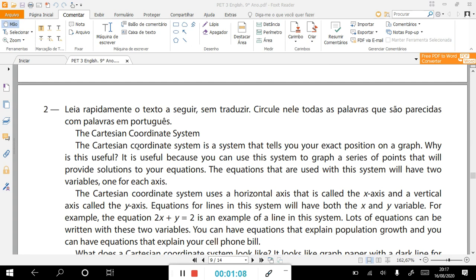The Cartesian coordinate system. The Cartesian coordinate system is a system that tells you your exact position on a graph. Why is this useful? It is useful because you can use this system to graph a series of points that will provide solutions to your equations. The equations that are used with this system will have two variables, one for each axis.